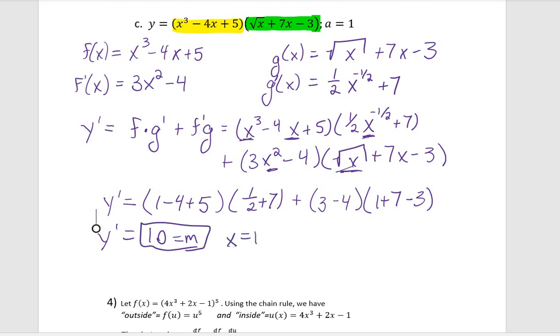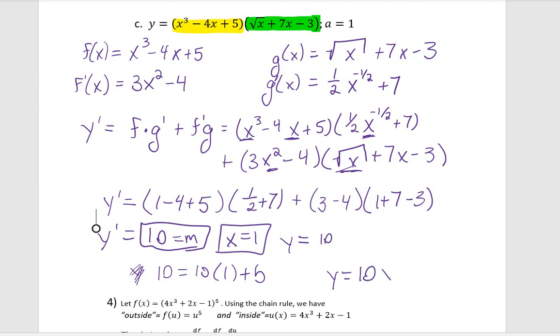So if we plugged 1 into the original function, remember, this is going to be our m value, our x value is 1, and our y value, so if I plug 1 into this, I'm going to have 1 minus 4 plus 5 times 1 plus 7 minus 3, which would also give me a y value of 10. So I will have 10 equals 10 times 1 plus b, so I get b equals 0, so that would be y equals 10x.